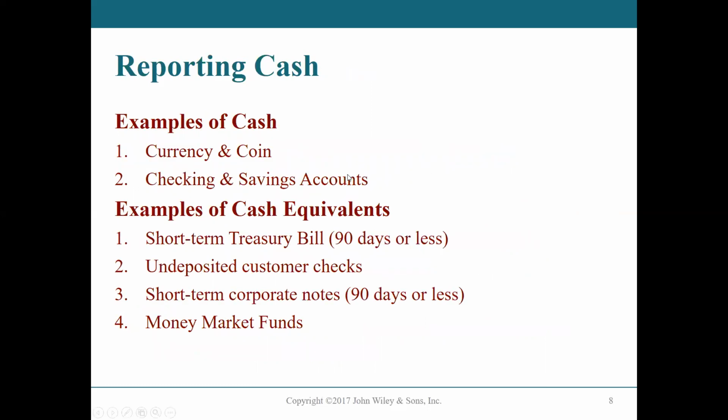So here's some examples of cash, and this might help with problem 7-12 as well, or exercise 7-12. Examples of cash include currency, coin, checking and savings accounts, and then some cash equivalents might be short-term T-bills, undeposited customer checks, like my mom used to receive checks from her customers and just put them in a bank bag until she made the deposit, short-term corporate notes, money market funds, etc.